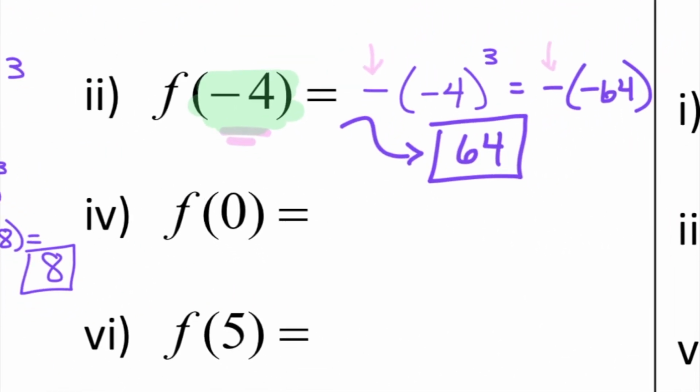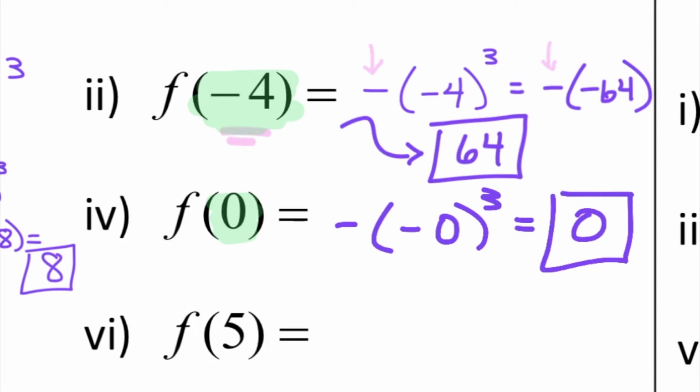I'll do a lot with zeros as well. Don't be surprised to see zeros just about anywhere, because 0 is a common input that you need to analyze. And so 0, again, is in the green section because it's between negative 4 and positive 2. And so negative 0 cubed. Well, 0 can't be negated, so the whole thing is just equal to 0. 0 times 0 times 0 is 0. And the negatives aren't going to affect 0 one way or another.